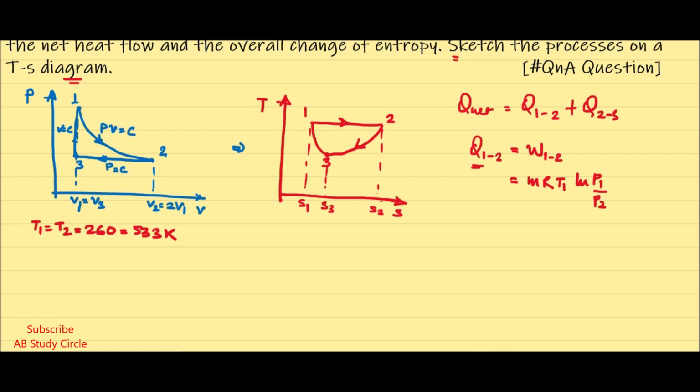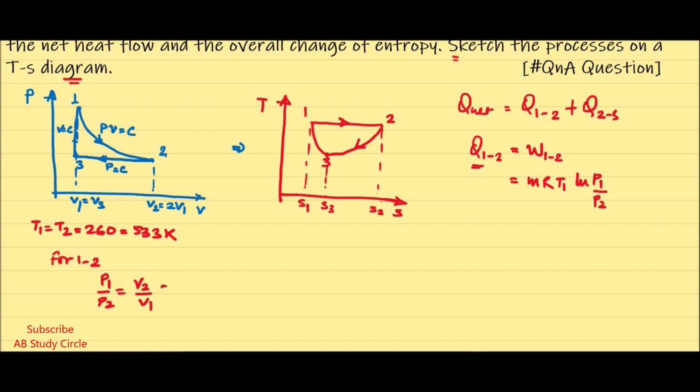So as it is a process of what? For 1 to 2, P1 by P2 is equal to V2 by V1, right? Ideal gas equation for various processes. If you want to have all the ideal gas equations for various processes, please click on the I button so that you can view the video regarding that.